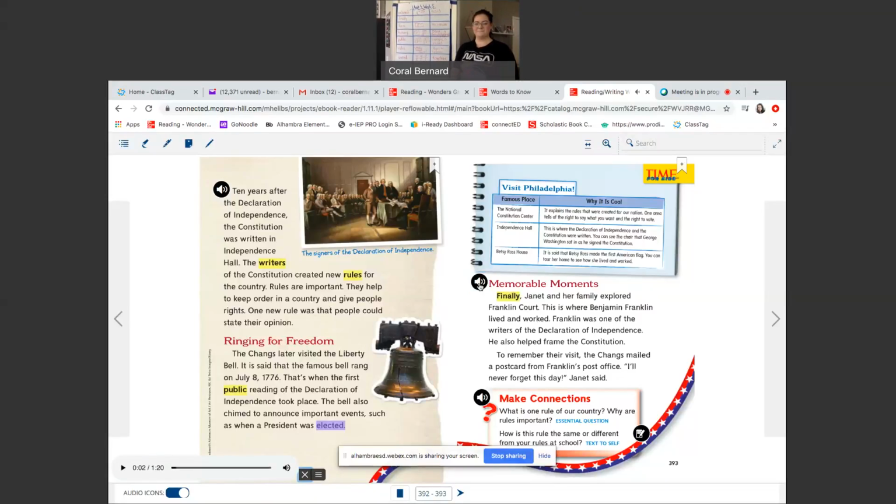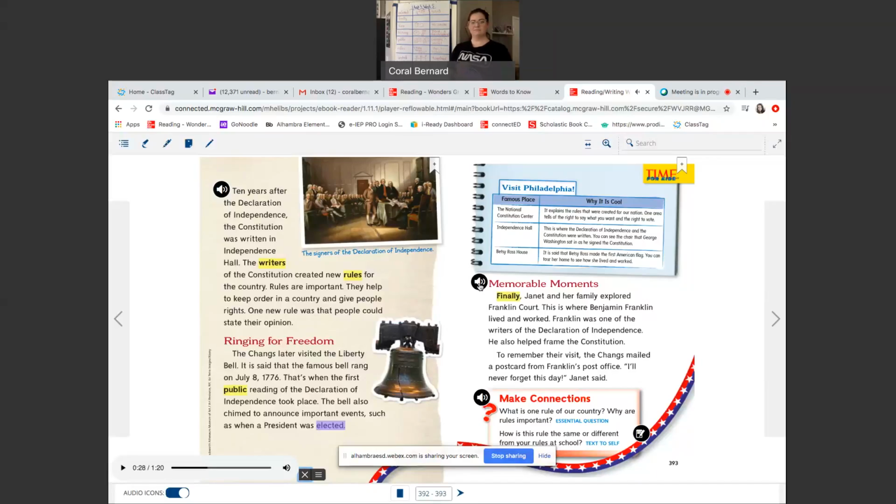Memorable moments. "Finally, Janet and her family explored Franklin Court. This is where Benjamin Franklin lived and worked. Franklin was one of the writers of the Declaration of Independence. He also helped frame the Constitution. To remember their visit, the Changs mailed a postcard from Franklin's post office. 'I'll never forget this day,' Janet said."